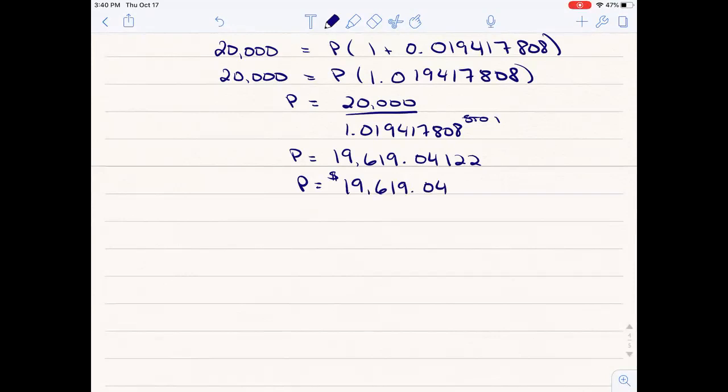So she would need to invest $19,619.04 on March 26th in order for it to grow to $20,000 on October 1st. So that's the answer. Any questions about that one? No. Nope. Moving on. All right.